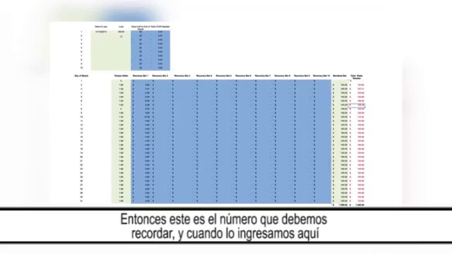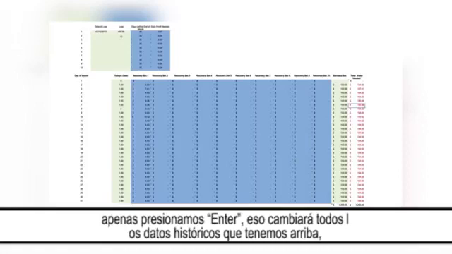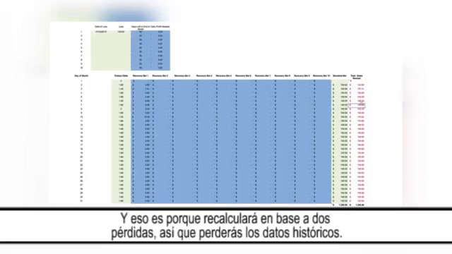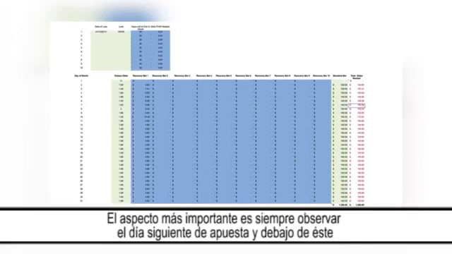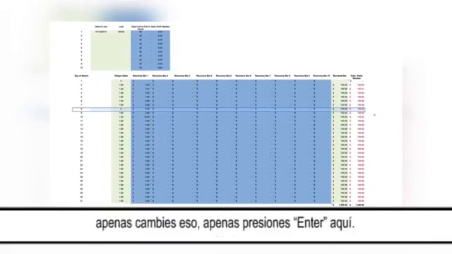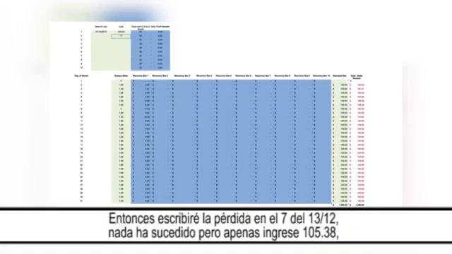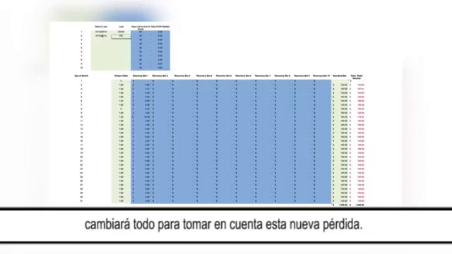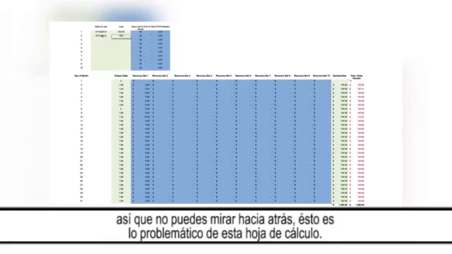And when we enter it here, as soon as we hit enter, it will change all this data above, because it's going to recalculate based on 2 losses. So you're going to lose historical data. So the most important aspect is to always look at the next bet day and below. So as soon as we hit enter on this number, I'm going to be typing in we lost on the 7th of the 12th, 13. Nothing's changed, but as soon as I enter 105.38, it will change everything to take into account this new loss, but that means historical data is now inaccurate. So you can't look back. So that's the clunkiness of the spreadsheet.